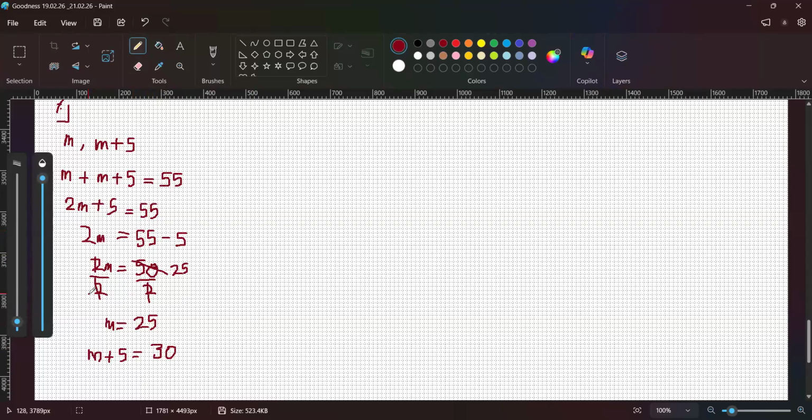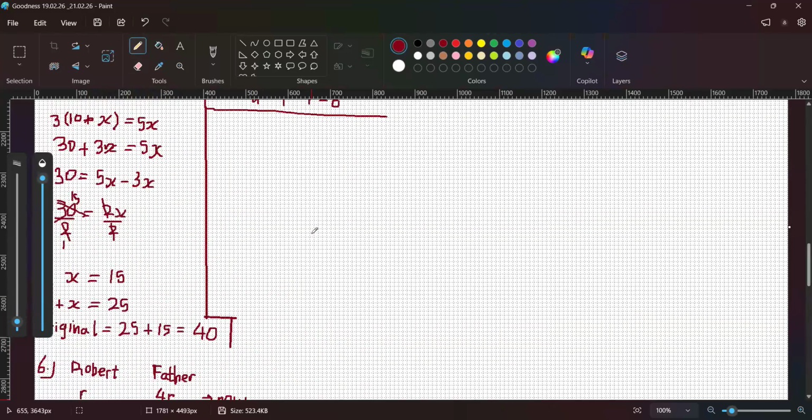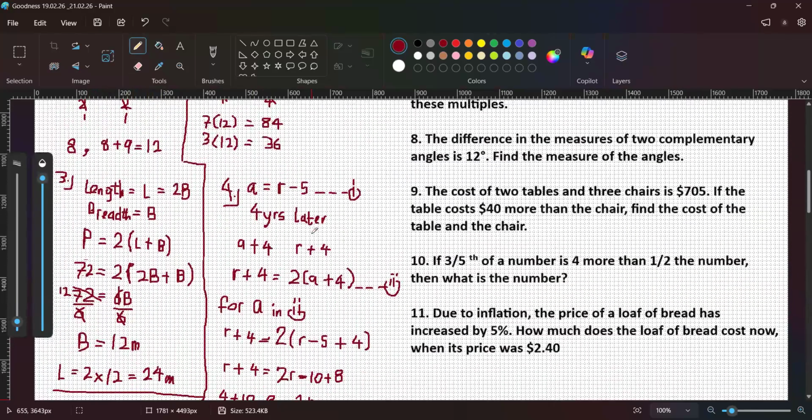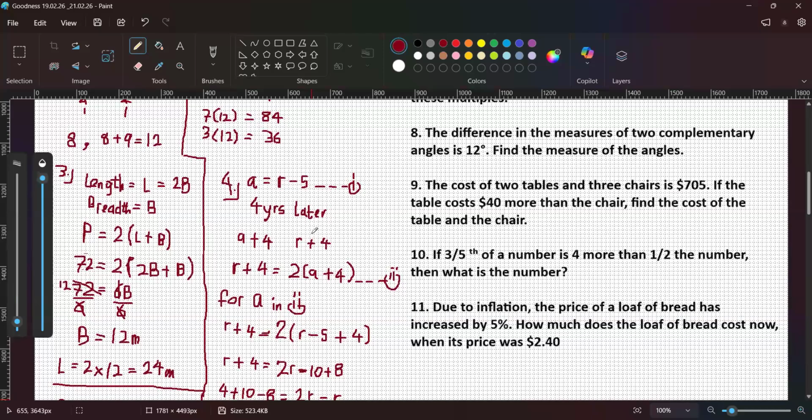All right. So let's go to the next one, which is number 8. Look at number 8. Number 8 says the difference in the measures of two complementary angles is 12 degrees. Find the measure of the angles. Now, the difference in the measures of two complementary angles is 12 degrees.